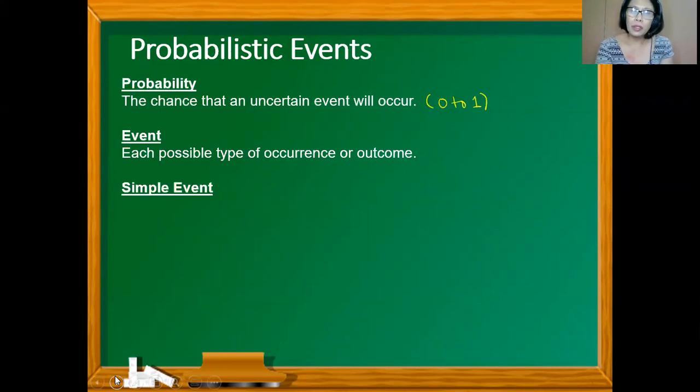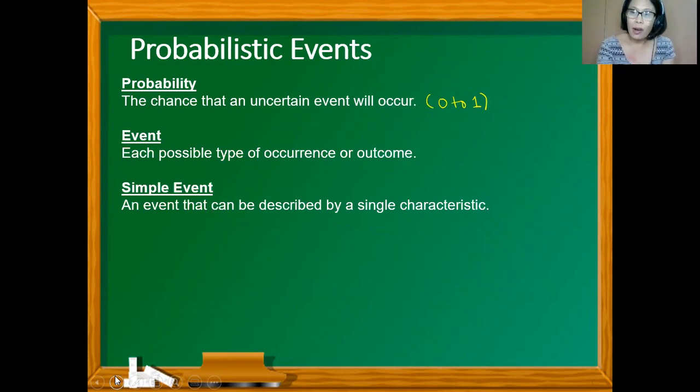Now, a head is considered an event, while a tail is also considered an event. We have what we call a simple event, and a simple event is an event that can be described by a single characteristic. Like from a deck of cards, you describe a card by one description. For instance, a red card is a simple event. A black card is a simple event. A face card is a simple event, meaning you just describe the event by a single characteristic. So that will fall under simple event.